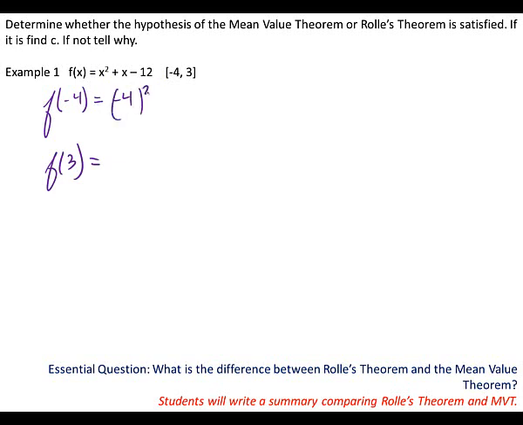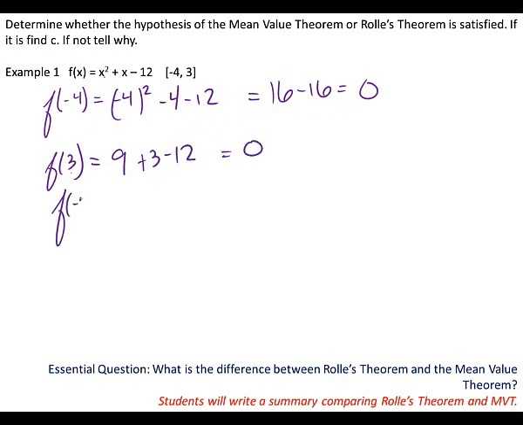So -4 squared minus 4 minus 12. What's -4 squared? 16, isn't it? Minus 16. So what's my answer on that one? 0. Okay, let's see. What's 3 squared? I could do that in my head. 9 plus 3 minus 12? 0 again.